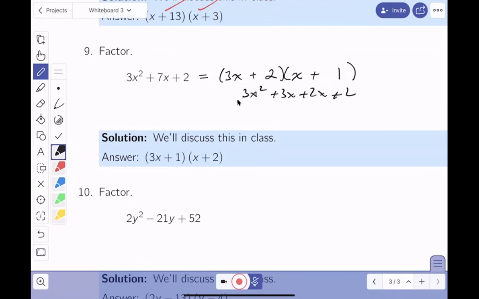Well, I want to point out in trial and error, I always get the first and last term, but did I get the middle term? No, that's 5x. That didn't work. So I got to try again. So I'm going to cross this out. This is bad news. This didn't work.